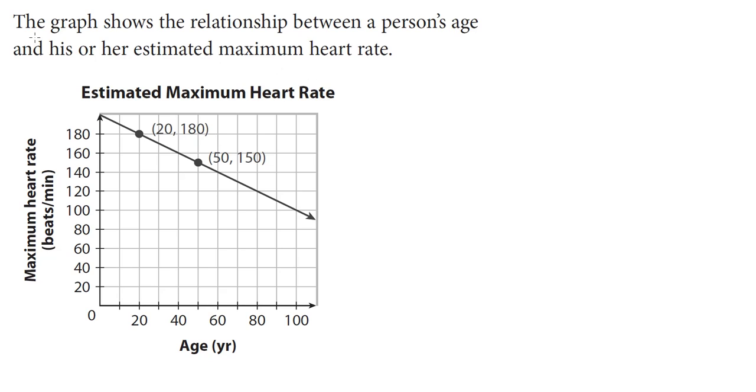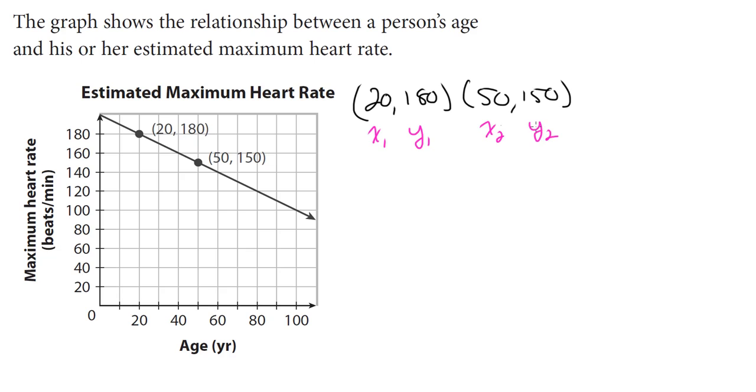So if we look here, it says, the graph shows the relationship between a person's age and his or her estimated maximum heart rate. So let's go ahead and find the slope here. We have 2 points. We have (20, 180), and we have (50, 150). So I'm going to label one of these as x1, y1, and the other one as x2, y2.